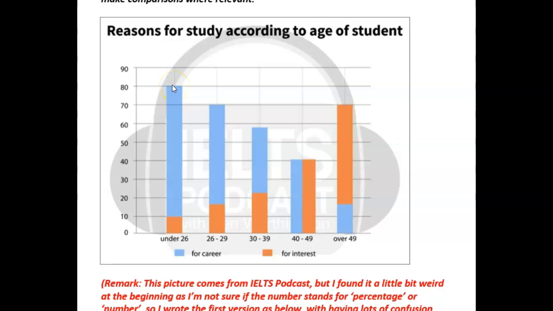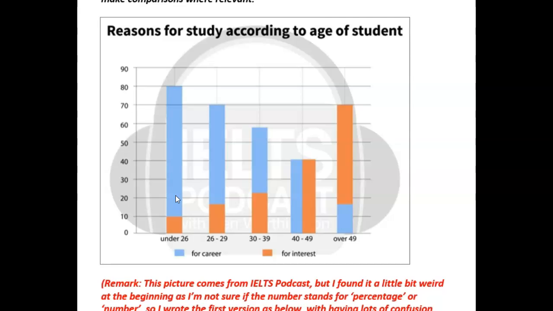Okay. And then, so we want to show the total percentage, and then the colors within show us how that total percentage was formulated. So, in other words, of the 80% who recorded reasons for study, 10% of them said they were studying for interest, and 70% of them were studying for career.